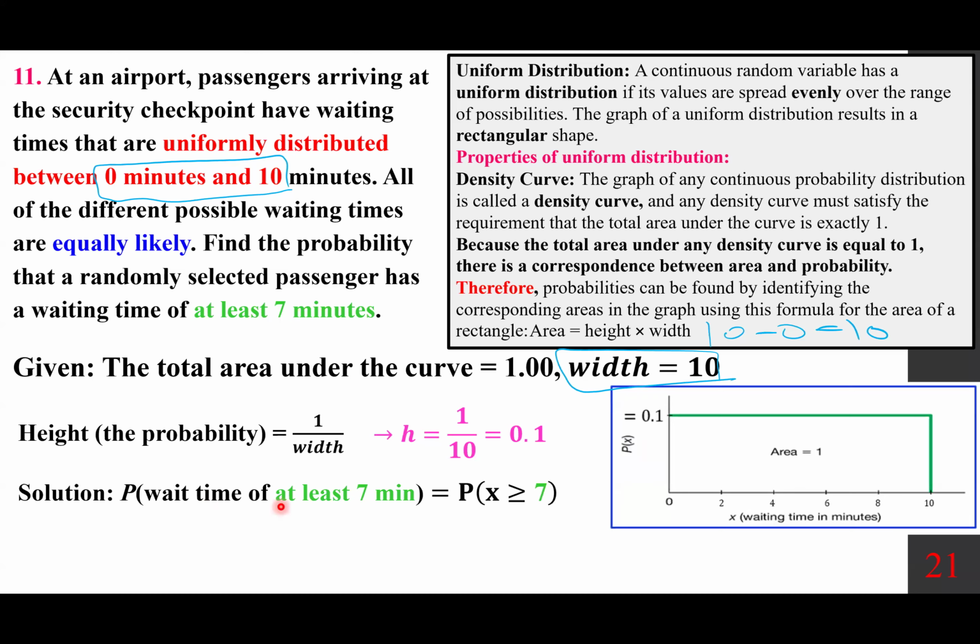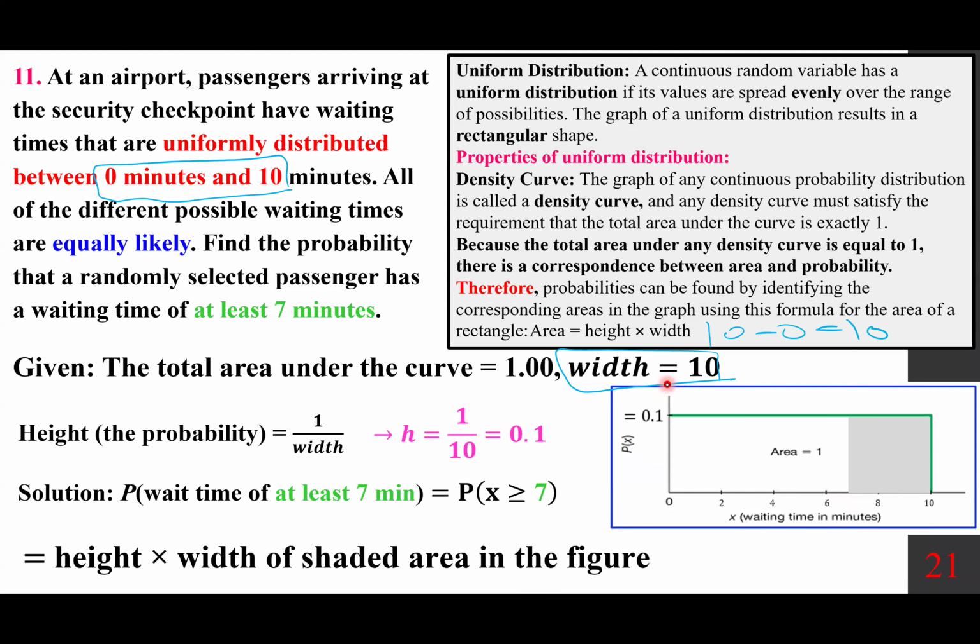So the probability of a wait time of at least 7 minutes is the probability of x larger than or equal to 7. From 7 to 10 is the shaded area, so we take the height times the width. The height is fixed at 0.1, and the width is from 7 to 10, 10 minus 7 is 3. Their product is 0.3 or 30%. So that's pretty straightforward, everybody.